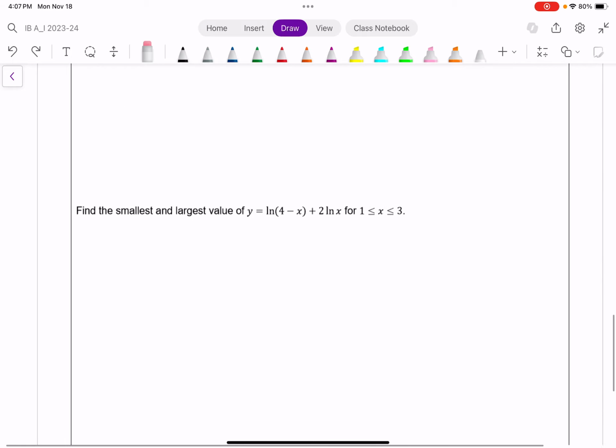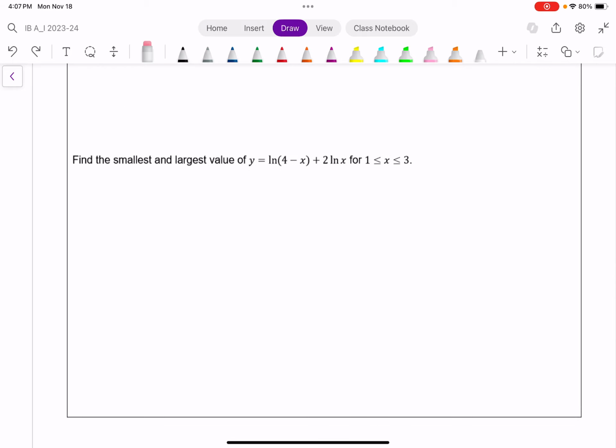All right. Lastly, find the smallest and largest value of y equals the ln of 4 minus x plus 2 ln x, but just between 1 and 3. And again, this is something in which we can mostly just use our GDC. I won't actually need to differentiate here. So first, let me graph this function here.